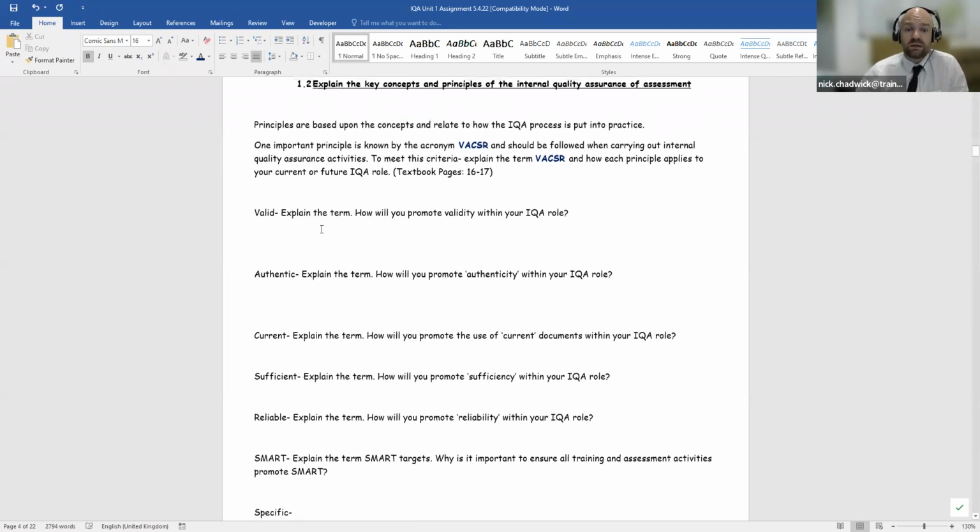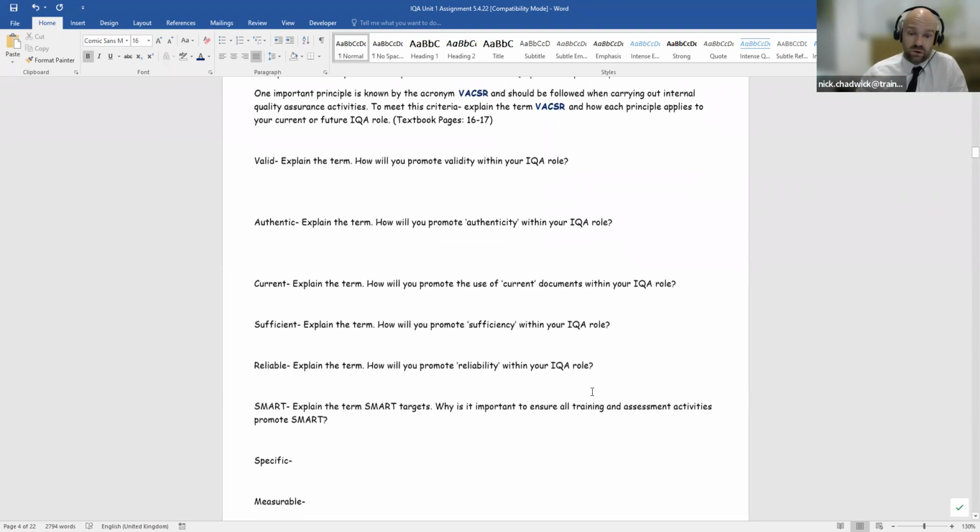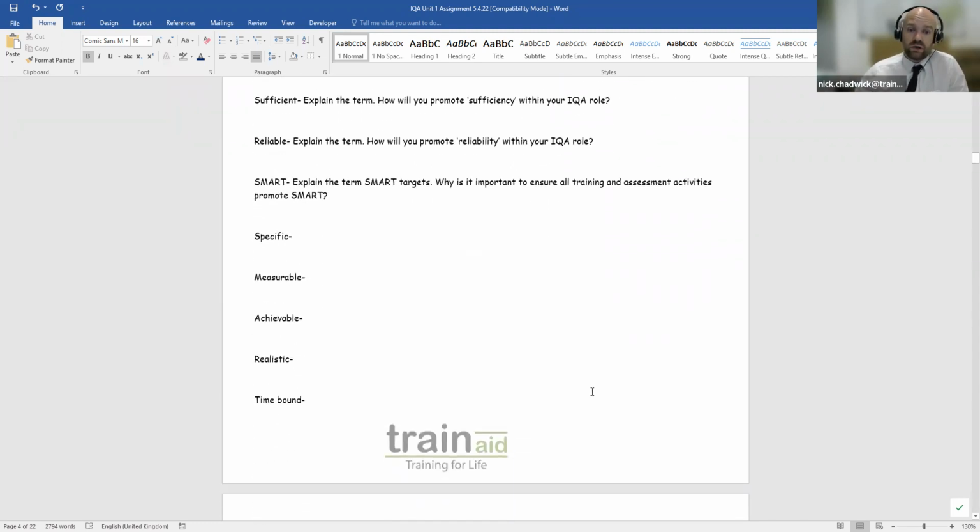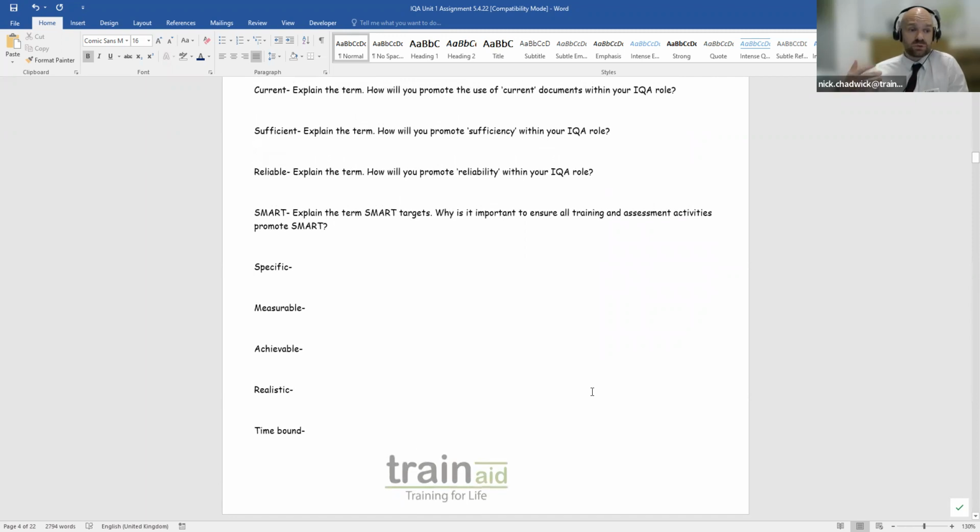So I'd like for you just to explain each of the key principles, and you can, of course, include an example as well if you would like to explain about your current IQA role. So how do you check valid and authentic decisions within your current IQA role? And we'd also like for you to explain the principles of SMART targets.